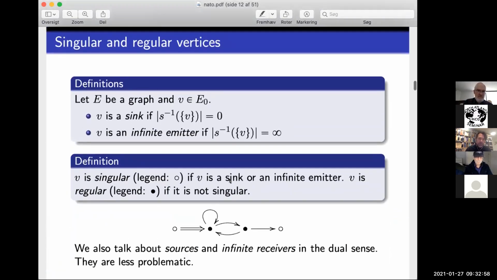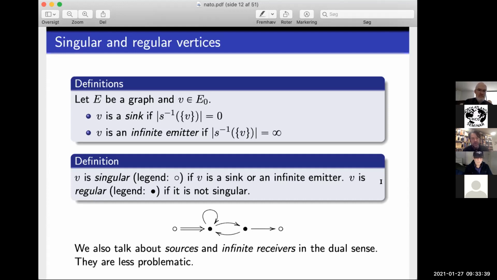And then, we need to talk about regular and singular vertices. This goes into the definition I'm going to show you in a second. We say that a vertex is a sink if it emits nothing, and it's an infinite emitter if it emits infinitely many edges. And those are sort of problematic for the definition. There's a choice of a direction, and there are two conventions that are used. So unfortunately, there's a little bit of confusion here.